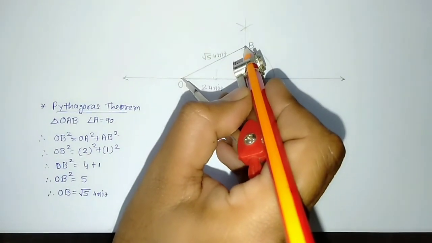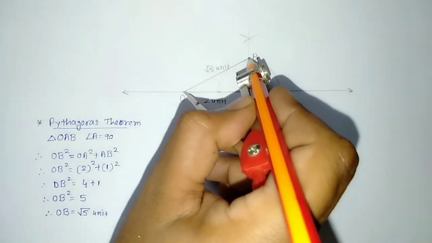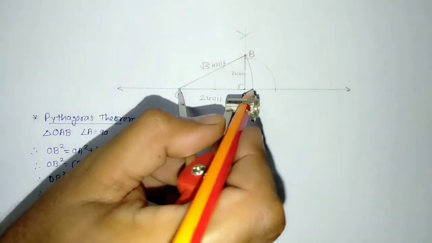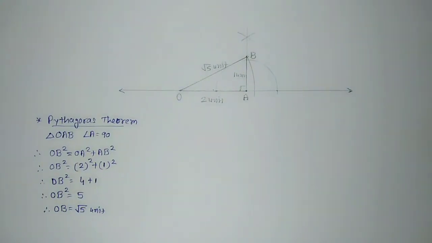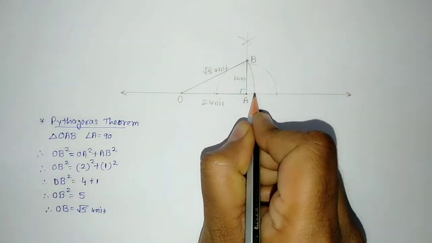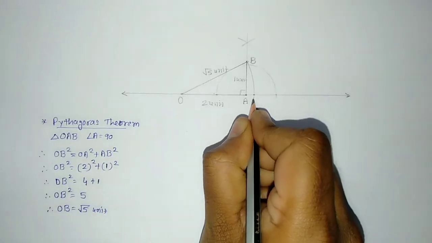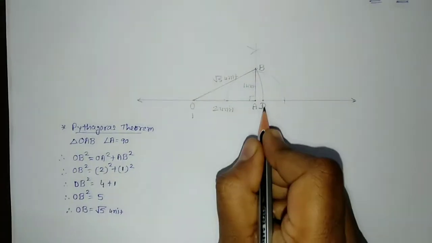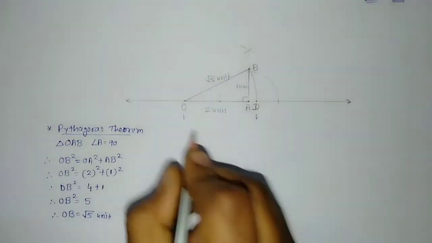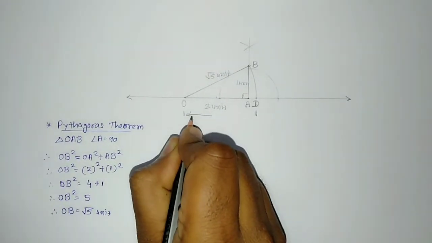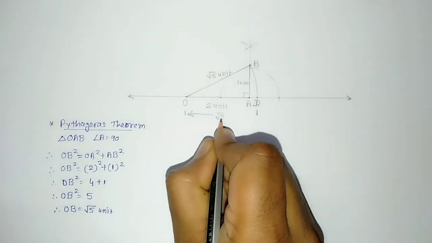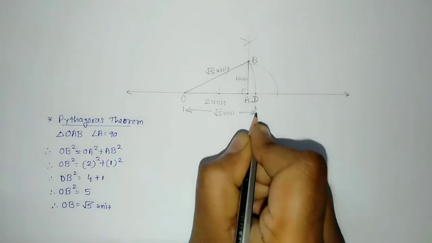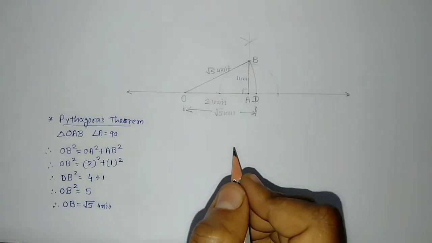So this measure I will take, OB, and then from here I will draw the arc which touches the number line at this particular point. Let me give the name of this point. I will give it point D. You can give any name. So this measure, that is O to D, this measure OD is root 5 unit. This is what we got. OD is equal to root 5 unit.